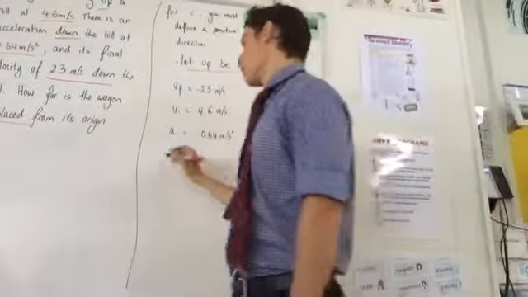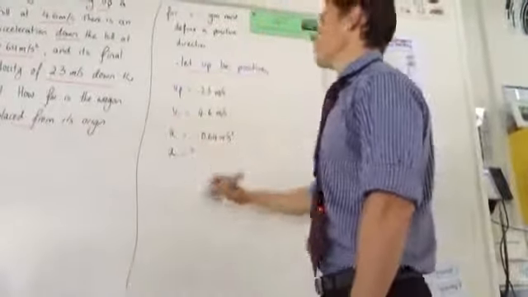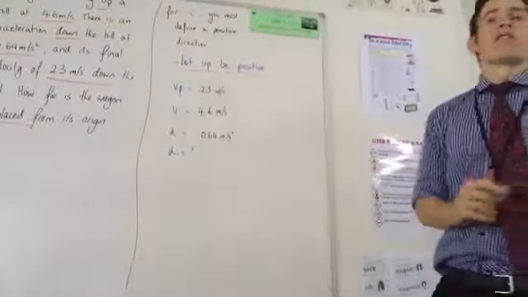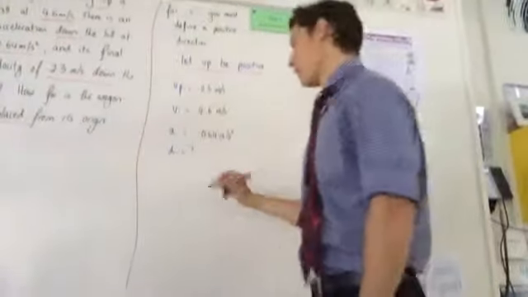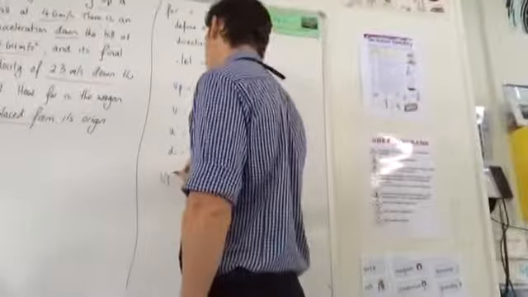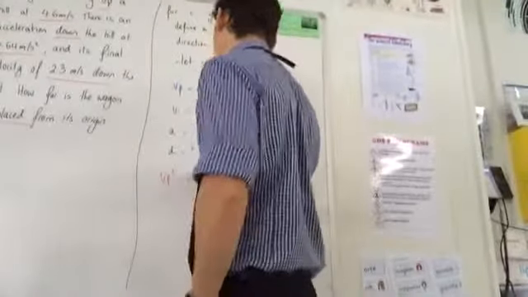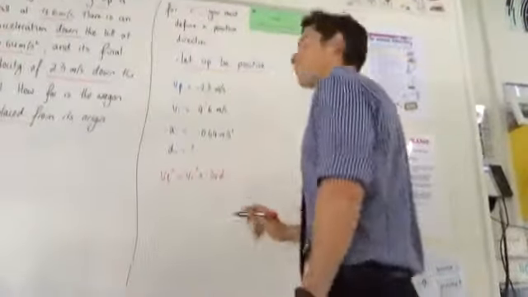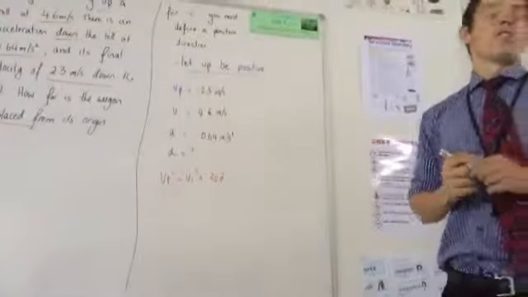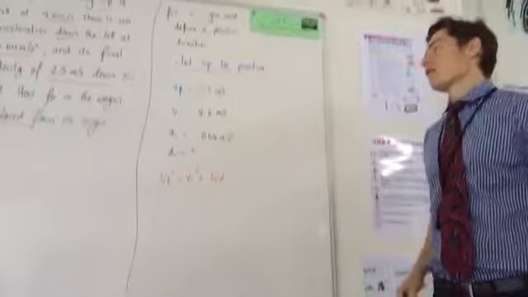So I want an equation with VF, VI, A and D. Can anyone give me one of those? Number one, which is VF squared equals VI squared plus 2AD. Happy with that? For ease's sake, I'm going to sub my values in.